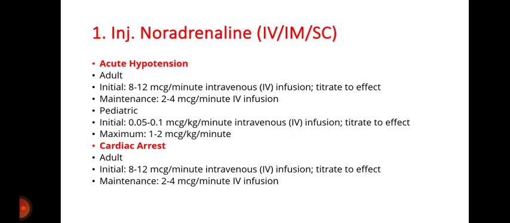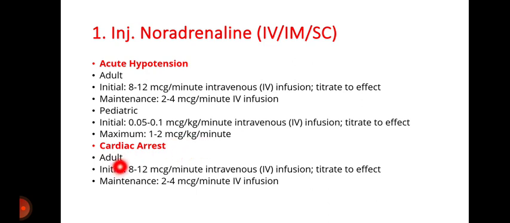Then a detailed study of some important drugs, like noradrenaline. It is used to treat any kind of acute hypotension, cardiac arrest, etc. And the medicine is given by intravenous, intramuscular or subcutaneous route. The dose for pediatric may be 0.05 to 0.1 microgram per kg per minute by IV route, and the maximum dose should be 1 to 2 microgram per kg per minute.